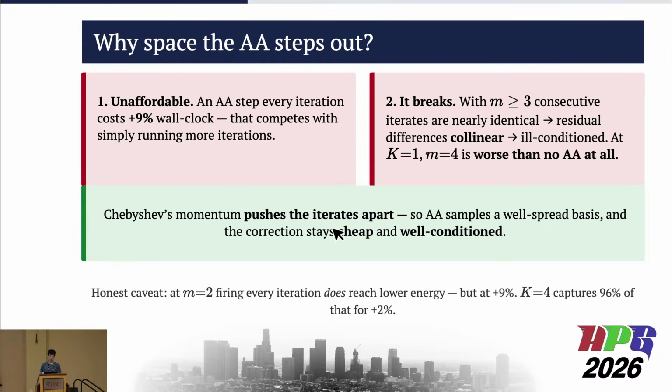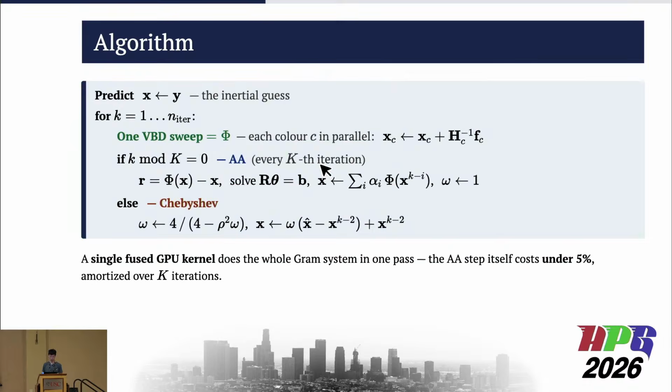In the experiment, we also find that if we use a larger M, it may not help convergence and it's more expensive. So we just use M equals 2 for our results. And the algorithm is simple like this. We just replace some Chebyshev steps with Anderson steps in the original VBD algorithm.